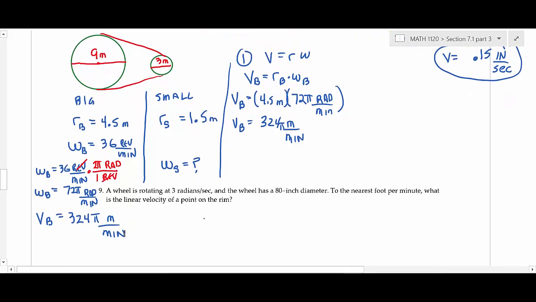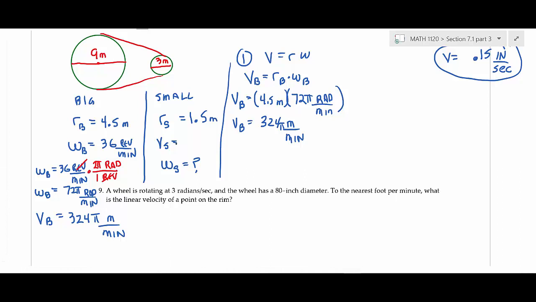All right. Now there's kind of a chain of events here. So now I know everything about the big circle. The next thing I need to do, and if you were paying attention, you could tell me immediately what this is. What do you think the linear velocity of the small would be? The same, exactly. So that's the reason I did that, is because now I know this.